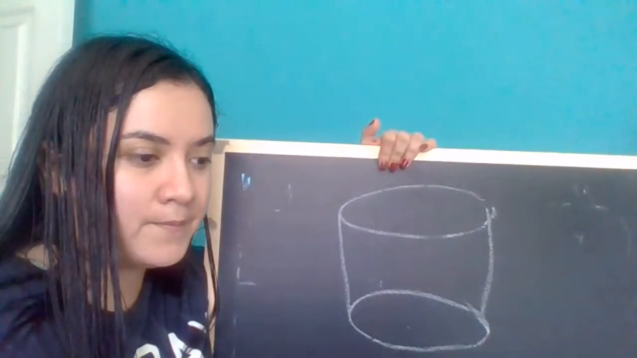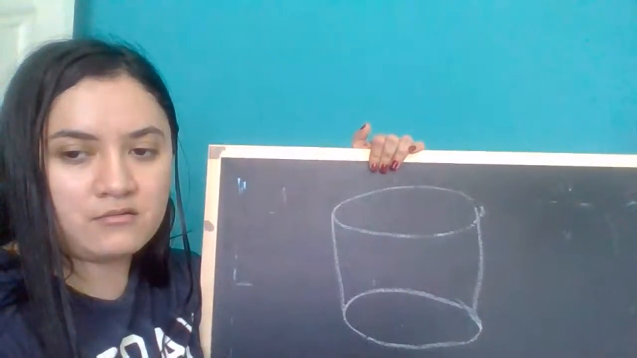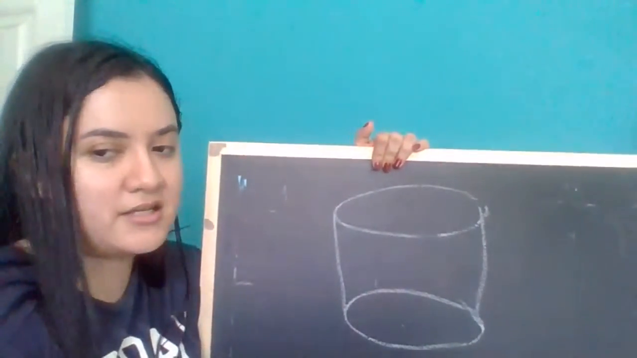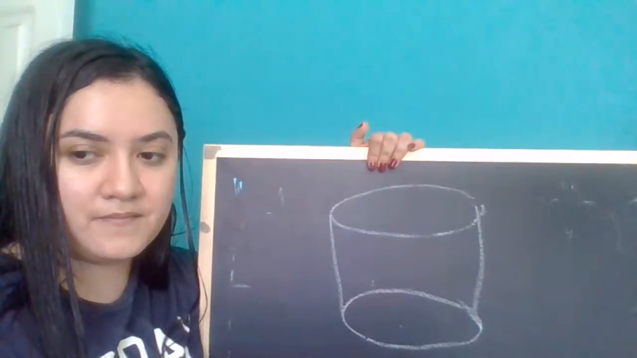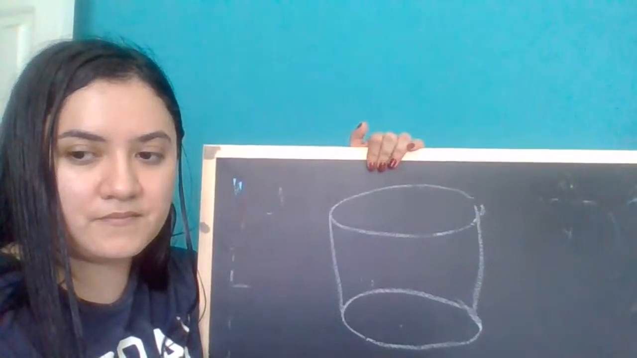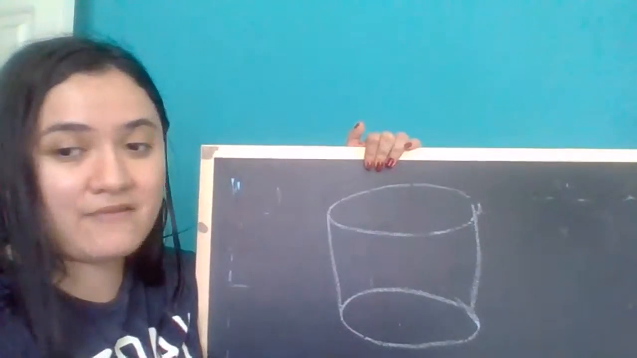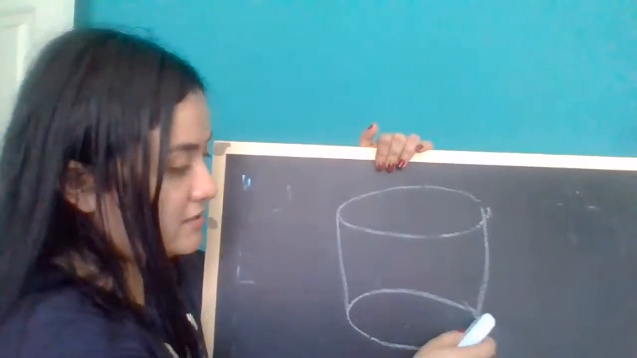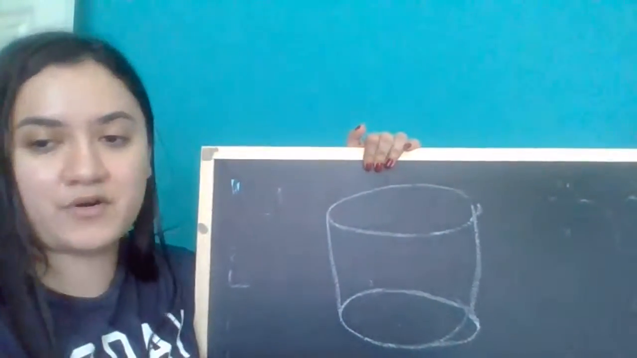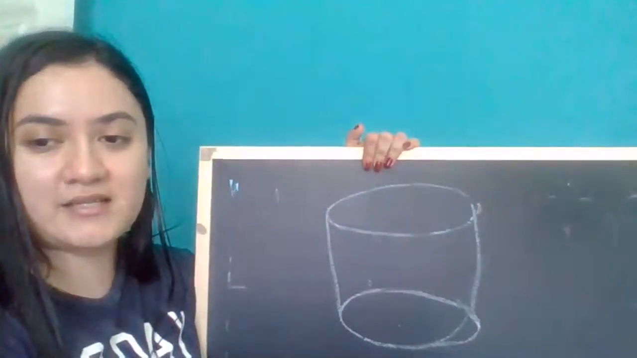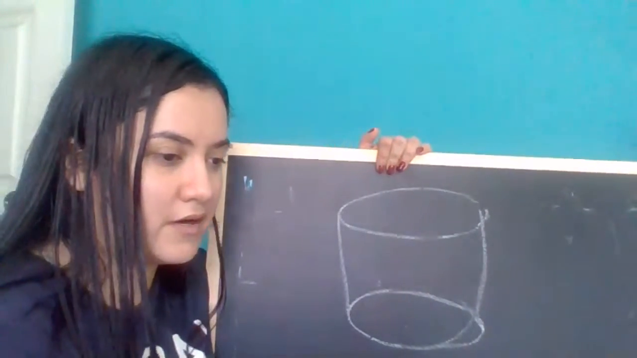Now, can you tell me if it has vertices or vertex? Does it have vertex? No, it doesn't have vertex, Justin, because it's a circle. Circles don't have corners, so it cannot have vertex. And if it doesn't have vertex, it doesn't have edges too. Very good.